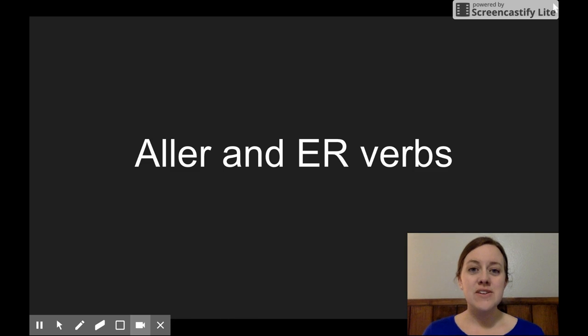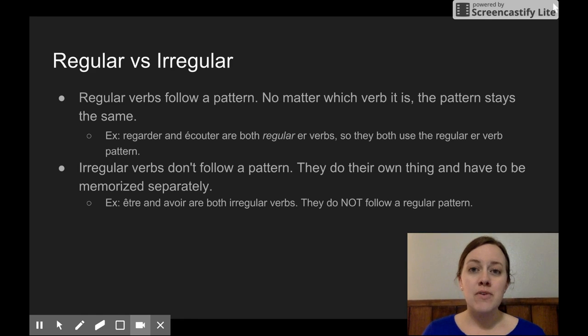All right, so today, guys, we're going to look at aller and also ER verbs and the differences between the two of them. So before we do that, let's go ahead and look at some of the differences between regular and irregular verbs. And what do I mean by that? Because those two words are going to become really important in the near future.